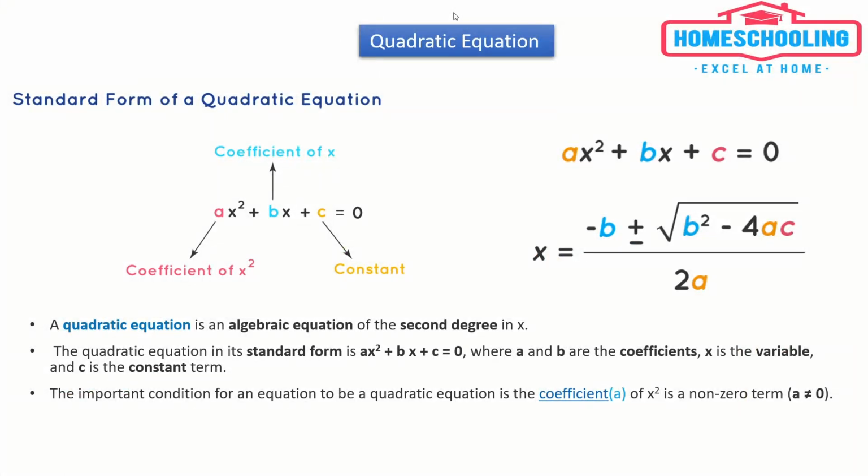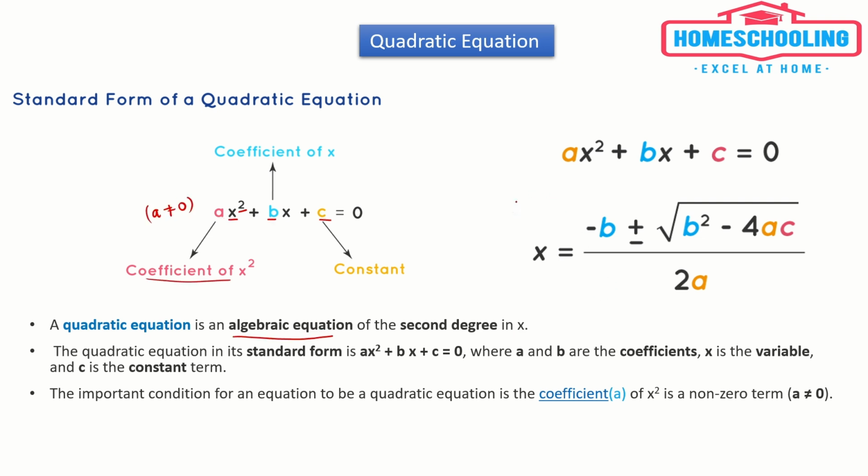What is a quadratic equation? A quadratic equation is an algebraic equation where the highest power of variable x is 2. It is represented in the standard form as ax squared plus bx plus c is equal to 0, where a is the coefficient of x squared, b is the coefficient of x, and c is the constant. There's one very important condition for a quadratic equation: the coefficient of x squared, that is a, is never equal to 0.